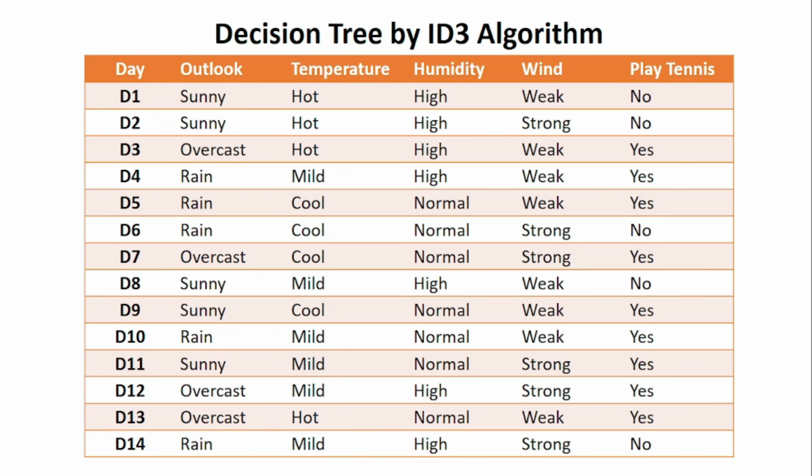While getting into the tutorial, in this dataset, I'm going to use 14 rows with 4 input features, namely outlook, temperature, humidity, and wind. And the output feature is play tennis. For this particular dataset, I am going to use ID3 algorithm and plot a decision tree.